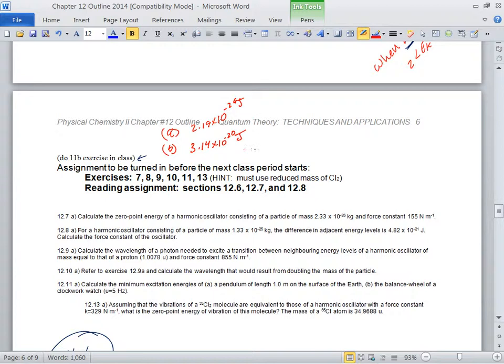And then there's a part C. I'm adding this part C, so you know. What wavelength of light is B? Okay, that's it. That's the only thing I'm adding.